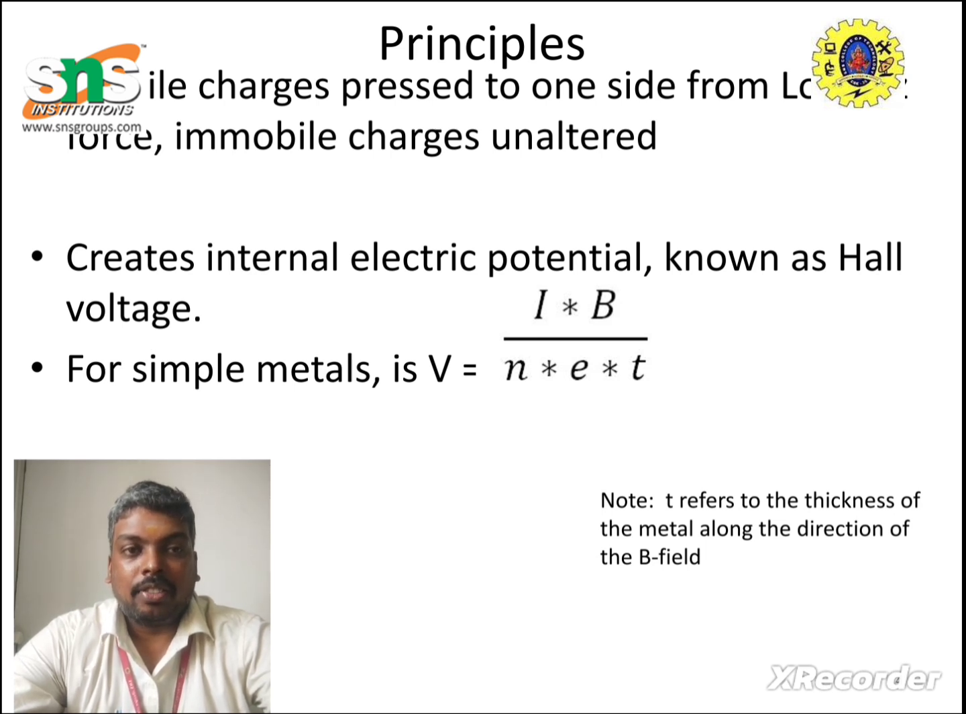So for a metal, we have to derive the equation. Suppose the Hall voltage is represented by V, which is equal to I, the current, times B, the magnetic field, divided by n, the number of particles, times e, the electric charge, and t, the thickness of the material. So that is the key to determining the Hall voltage across the junction of the metal pieces.